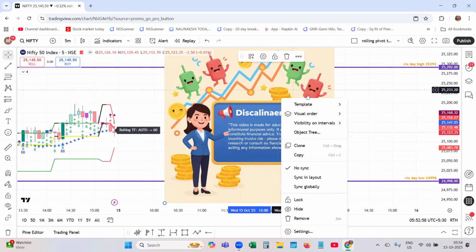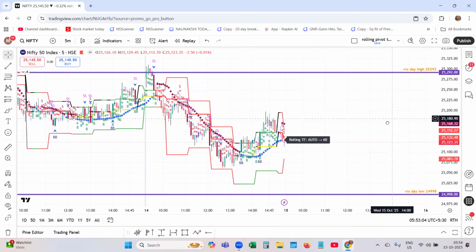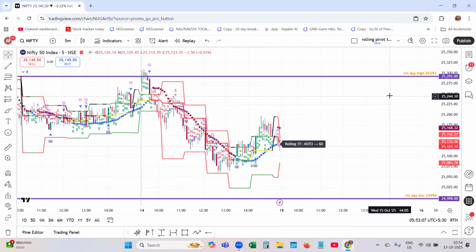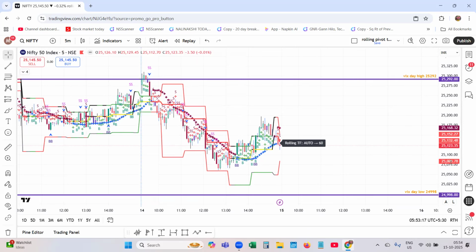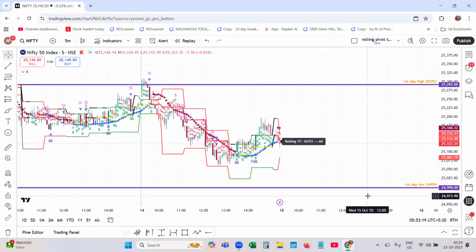Let me go back to the chart and look at the levels. VIX day high for today is 25,292 and VIX day low is 24,998. This forms the range for the day, and the market has closed around 25,145. So it is almost equidistant between the upper boundary and the lower boundary.